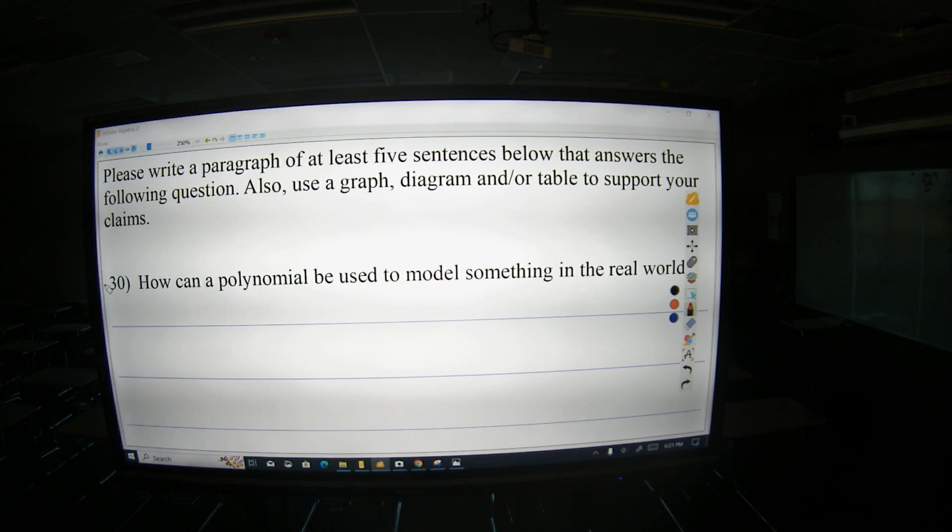We're going to see a lot more examples of how polynomials can be used to model something in the real world. I also mentioned that you could use a graph, a diagram, and a table to support your claims. So all I need is 5 sentences, and we want it to make sense. But we've talked about lots of things in class.